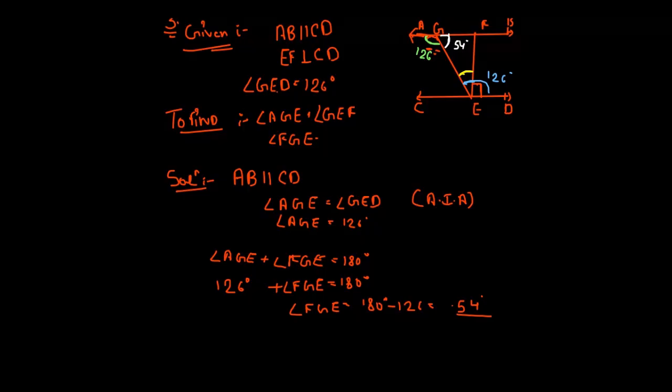Next, what remains here is only the angle, because you have found AGE and FGE. Only GEF remains, this yellow one. So only this angle remains. Now how can you find it?